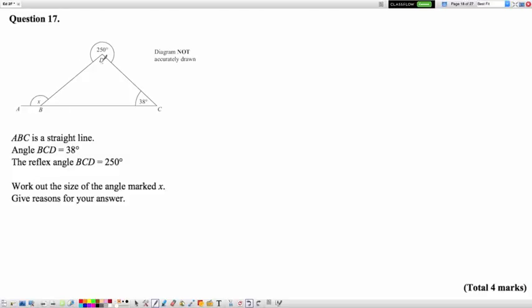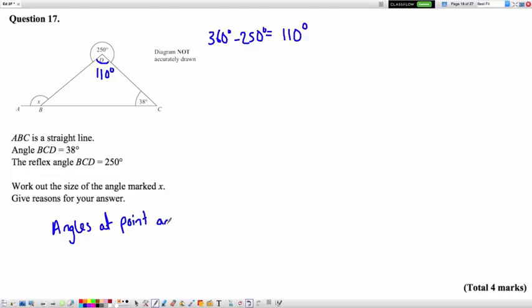Okay, well, our first step is to find our missing angle here, and we do that by 360 degrees subtract 250, which tells us our angle is 110. So our first reason is that angles at a point add up to 360 degrees. It's easier if you write each reason as you go along.